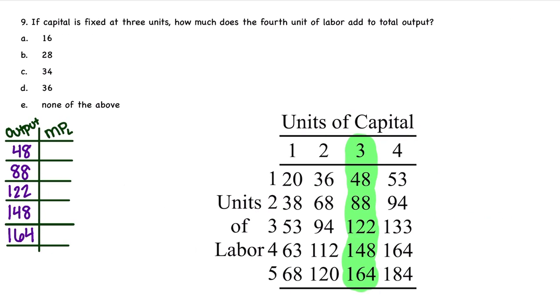If capital is fixed at 3 units, how much does the 4th unit of labor add to total output? So this is our marginal product of labor. So 48, 40, 34, 26, 16. Our 4th unit of labor is right here. It's 26, so none of the above.